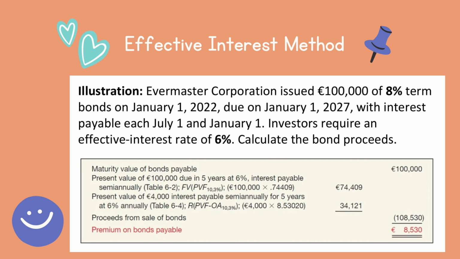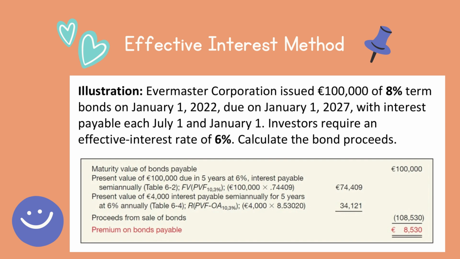It's due on January 1, 2027, which is after 5 years. So N here is 5. With interest payable each July 1st and January 1st. So here the payment is semi-annually. I'm gonna pay twice a year. Every year I'll pay the interest twice, on July 1st and on January 1st.